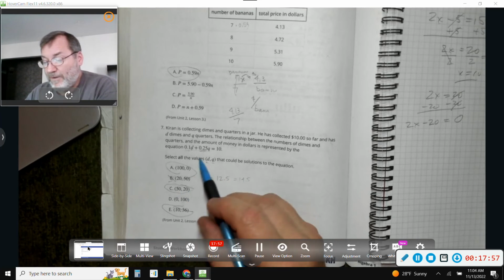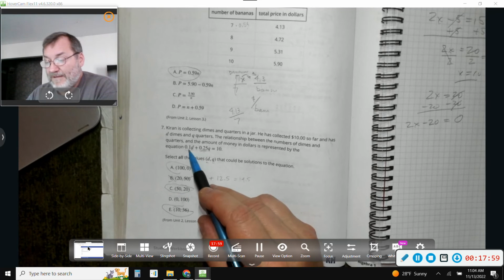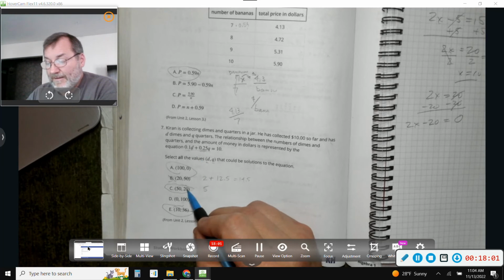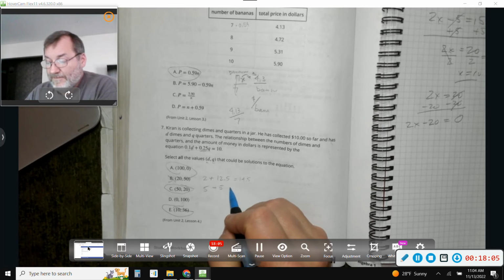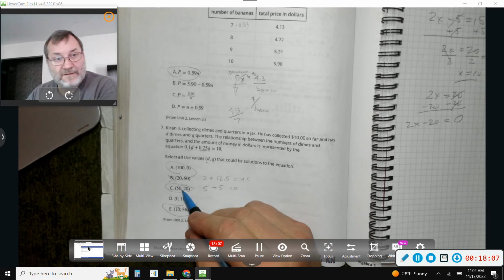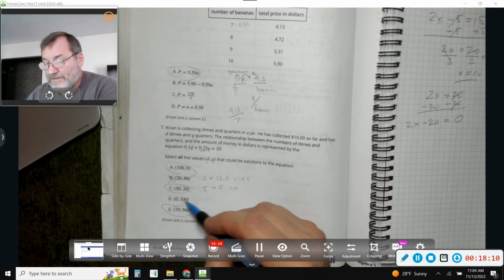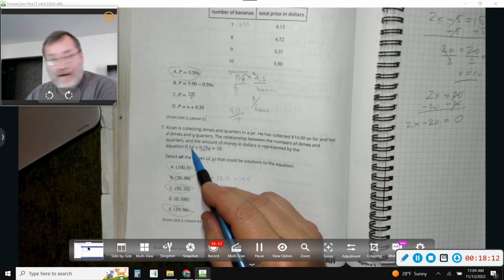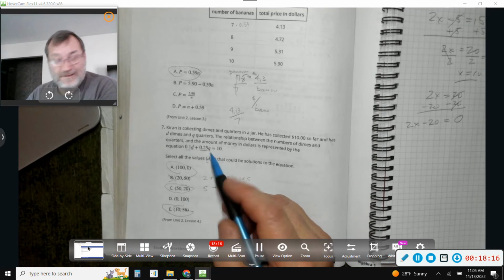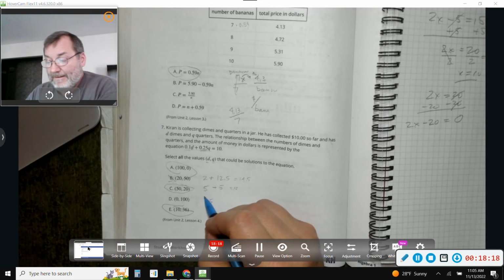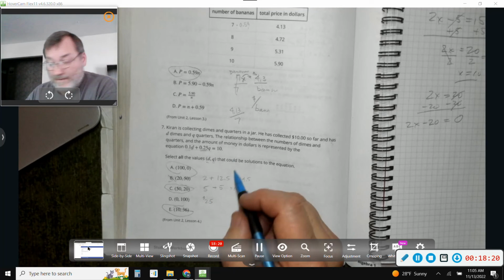How about 50 and 20? Well, 50 times 0.1, that's a 5. And 20 times 0.25, that's a 5. So yeah, that equals 10. So yes, that's a good answer. 0 and 100. So 0 dimes, so 0 money there. And 0.25 times 100 turns out to be 25 bucks. So no, that's not the $10.